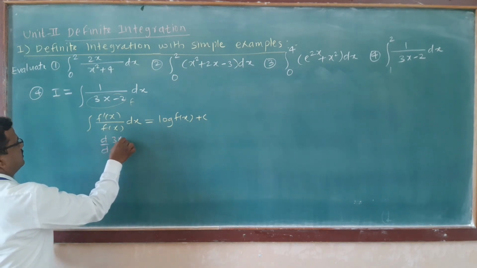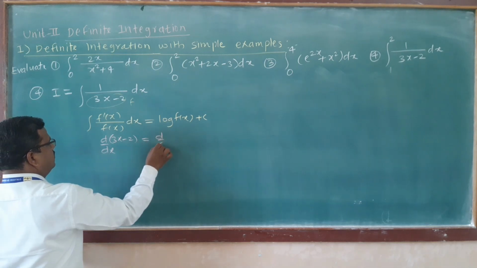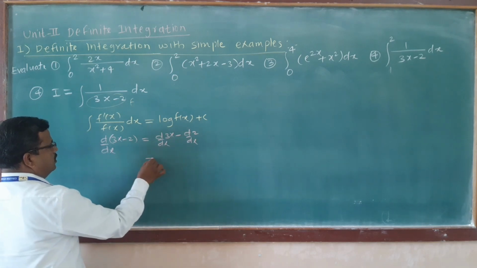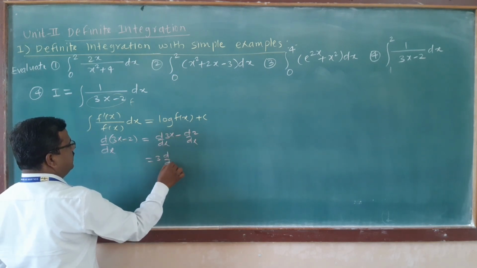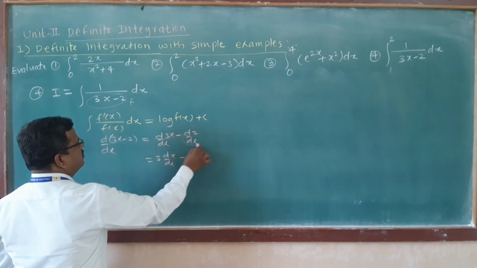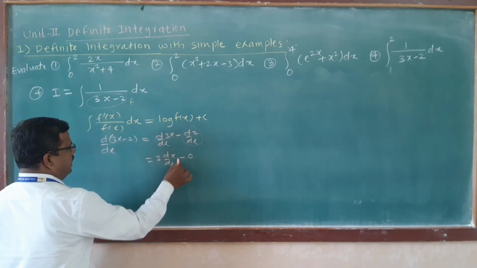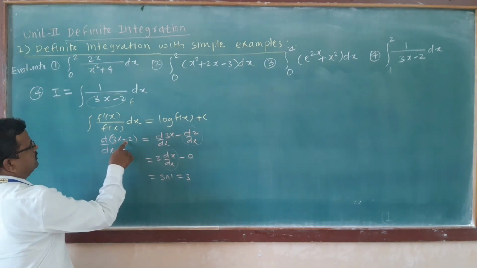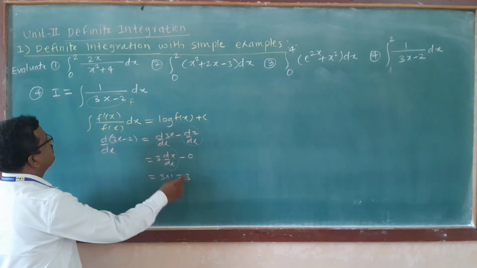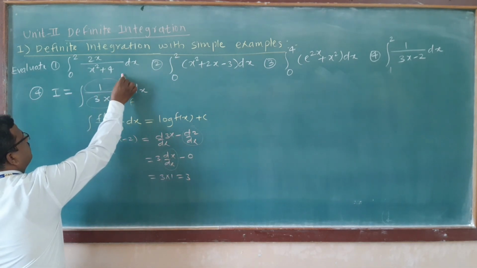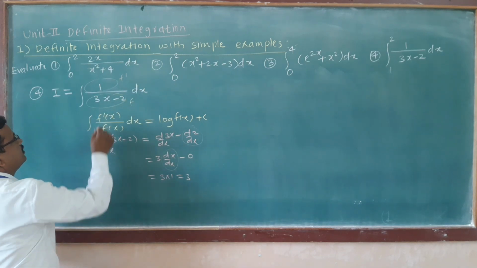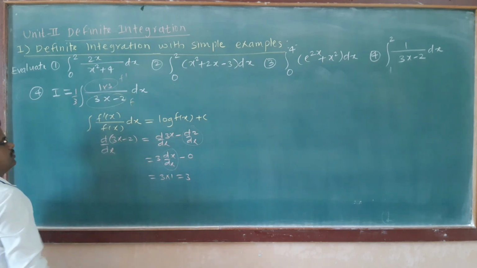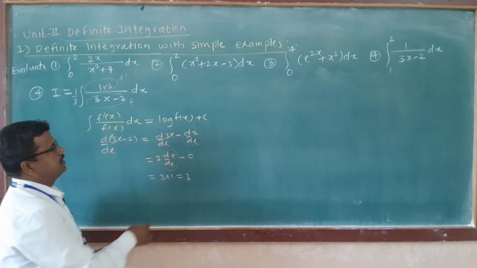of 3x minus 2, which is equal to d by dx of 3x minus d by dx of 2. So 3 is constant outside, d by dx of x is 1, and 2 is constant, its derivative is 0. Therefore the derivative of 3x minus 2 is 3. So this is f. Then here we want f dash, which is equal to 3. So here multiply by 3 and divide by 3, so that there is no change in the value of the integration.